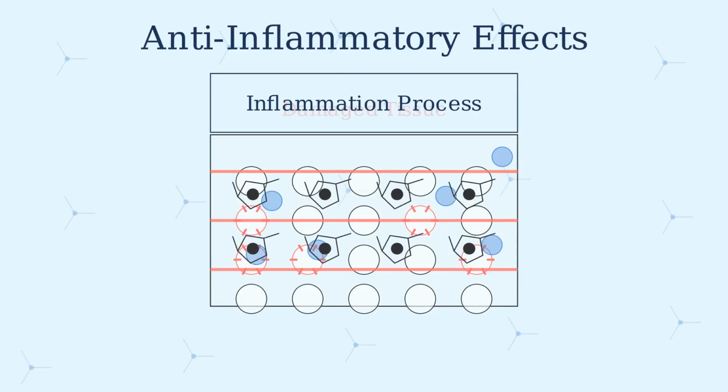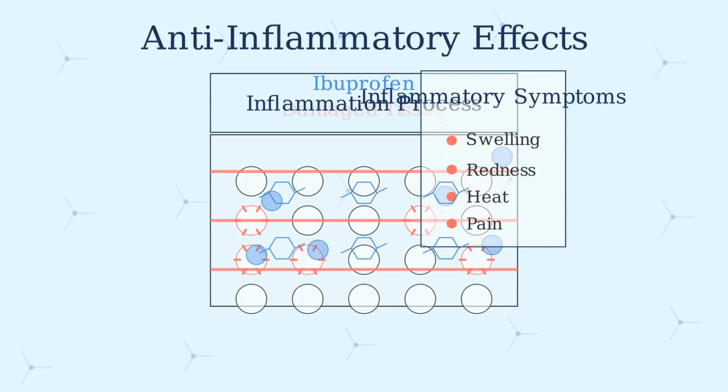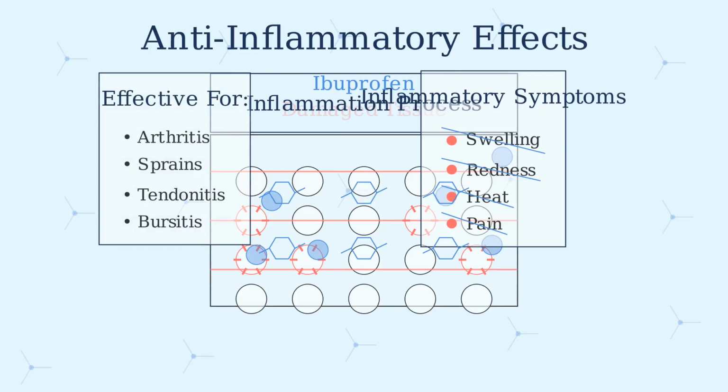Prostaglandins play a key role in this inflammatory response. These chemical messengers amplify inflammation and pain signals. Ibuprofen works by inhibiting the production of prostaglandins, reducing their inflammatory effects. By reducing prostaglandin levels, ibuprofen decreases inflammation symptoms like redness, swelling, and warmth. This anti-inflammatory action makes ibuprofen particularly effective for treating conditions like arthritis, sprains, and other inflammatory disorders.